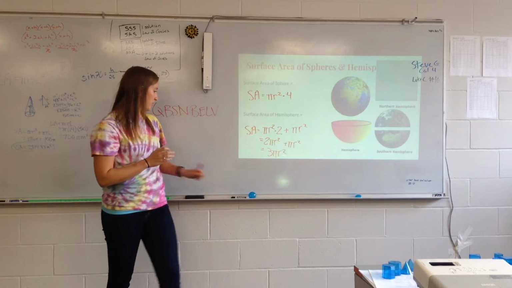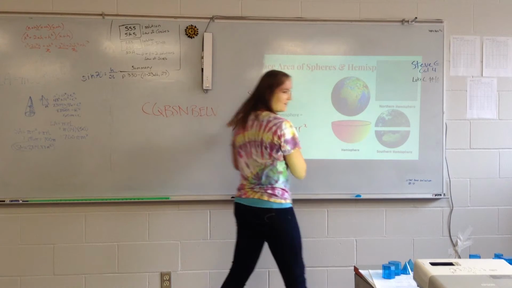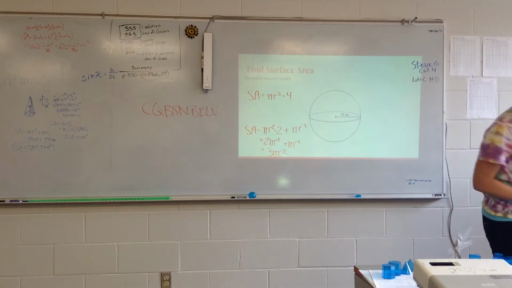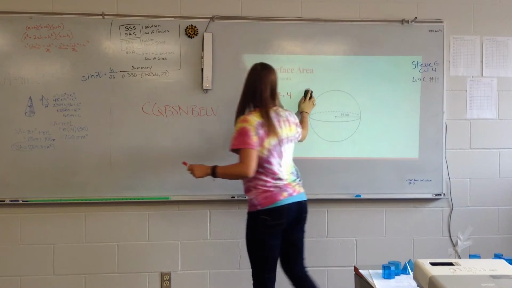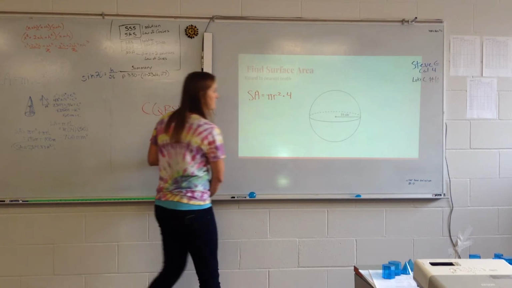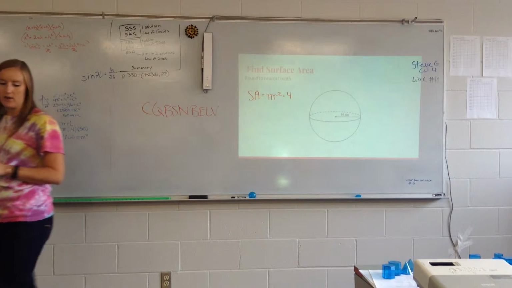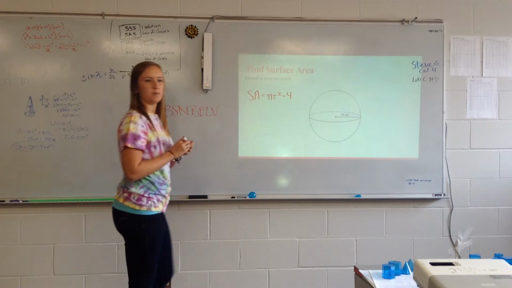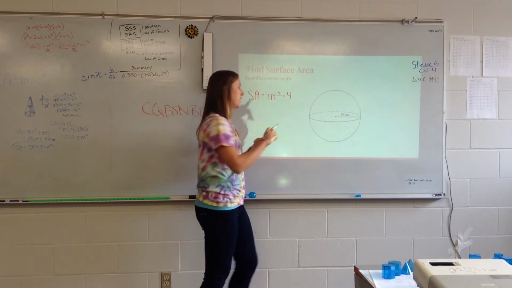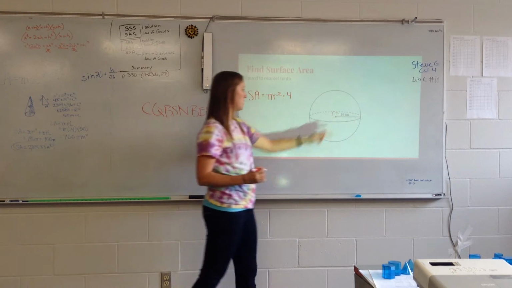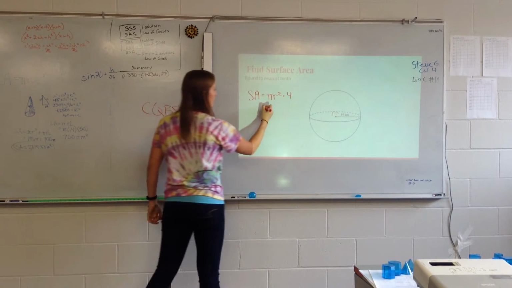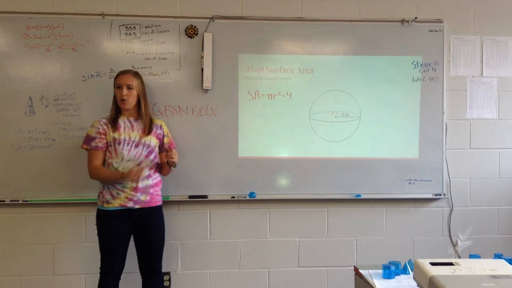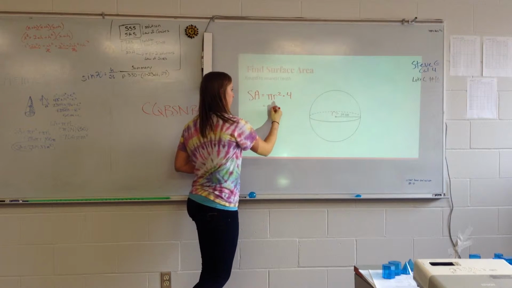Okay, we'll try an example. Everybody got that written down before I erase it? So here's our sphere. What are we given? The radius. Hold up. Diameter or radius? Which one? Radius. Radius, good. How do we find surface area? Pi r squared. Here's our formula, right? Pi r squared, and we have 4. So plug it in, right?